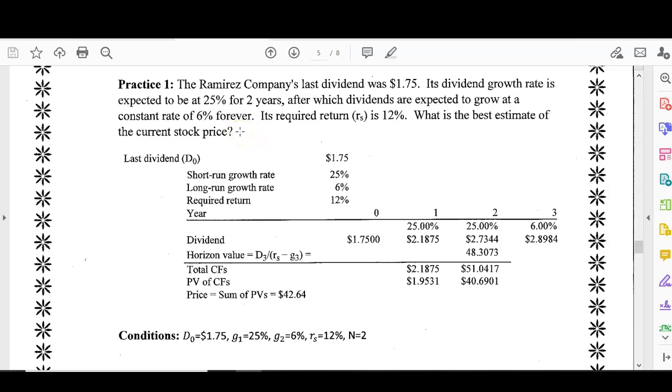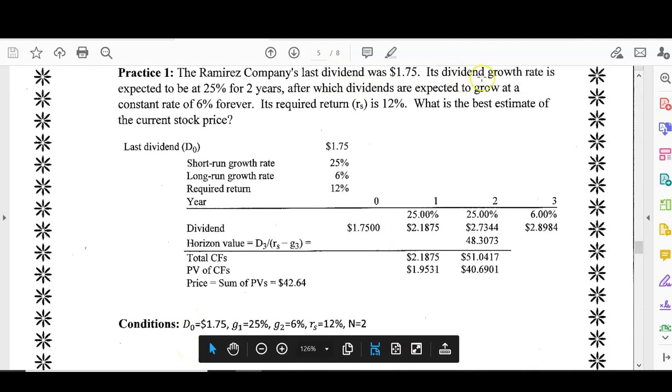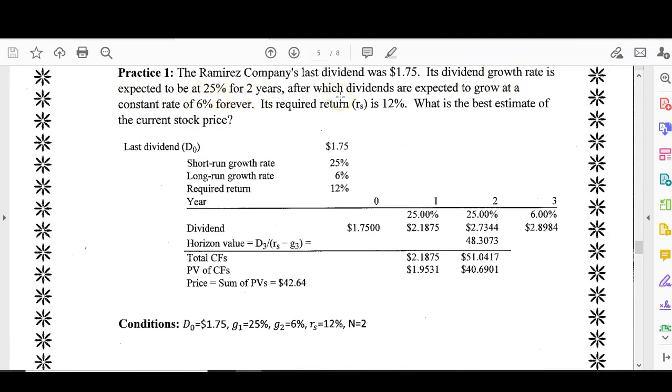Okay, so if you are ready, if you have worked on these 3 questions on your own, let's look at the solutions now. Practice 1, we have this firm that has a last dividend of 1.75. Last dividend, again, it should be D0. Its dividend growth rate is expected to be 25% for 2 years, after which dividends are expected to grow at a constant rate of 6% forever.